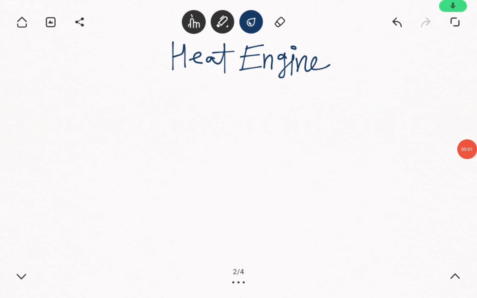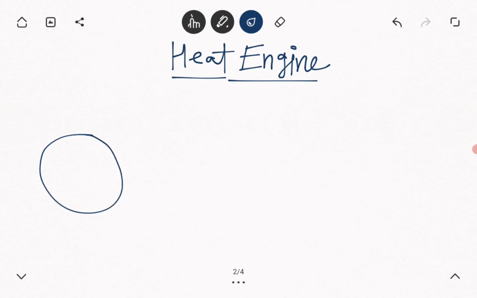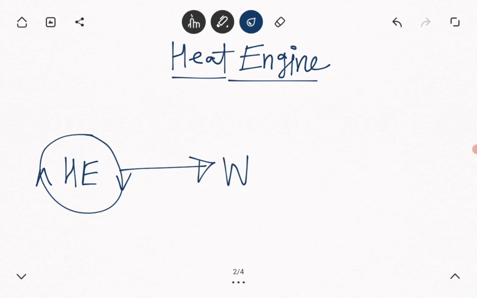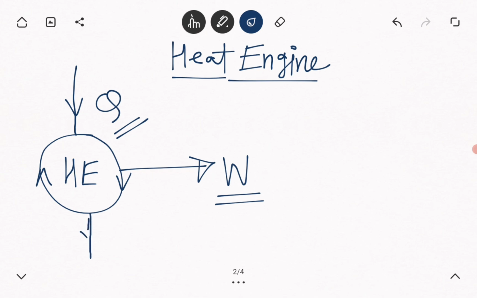In this video we are going to talk about heat engine. A heat engine is a cyclic device which operates on a thermodynamic cycle where it produces mechanical work when heat is given to it as an input. One part of this heat input is being converted into mechanical work, and the other part of this heat input, which is not being converted into mechanical work, is rejected out of this heat engine.